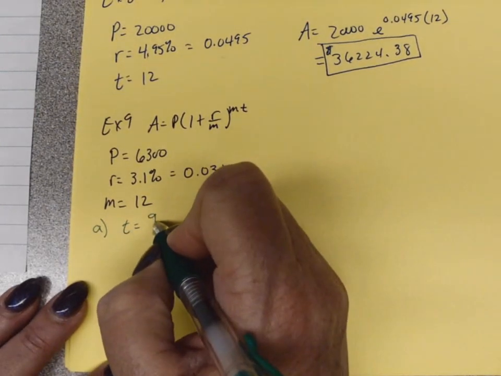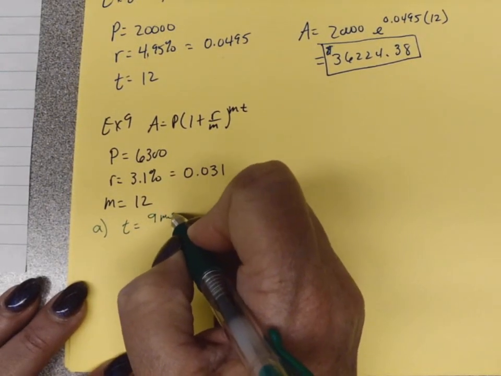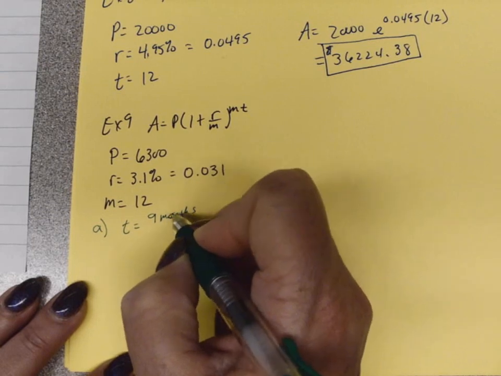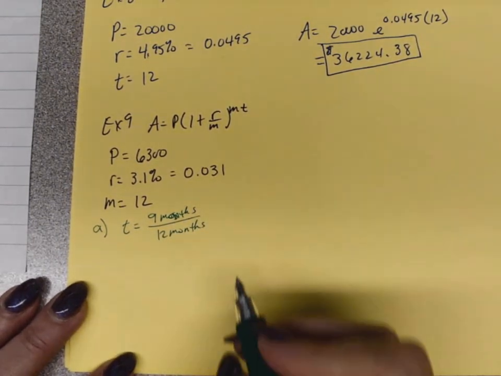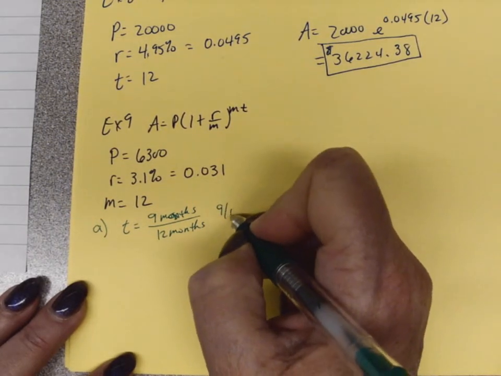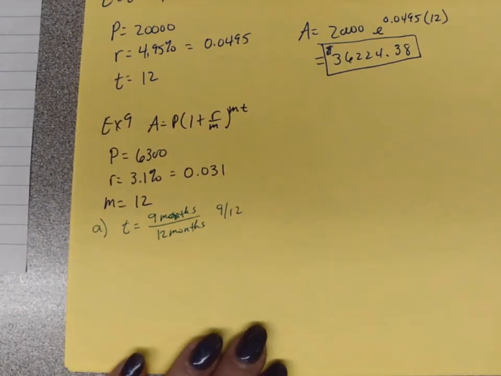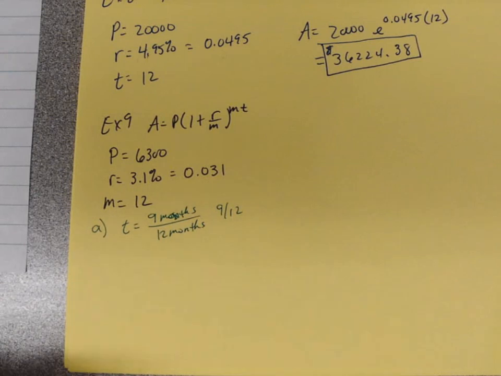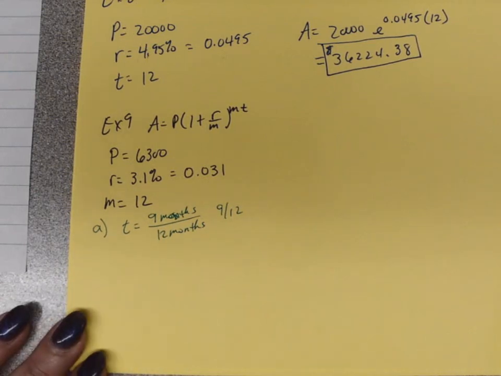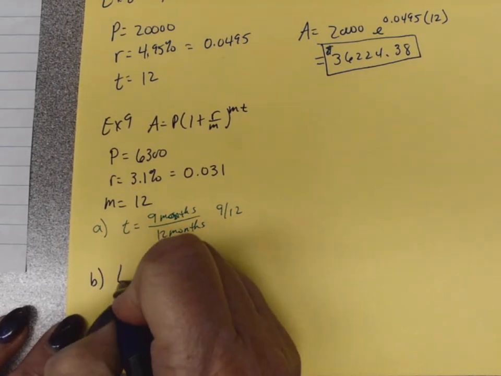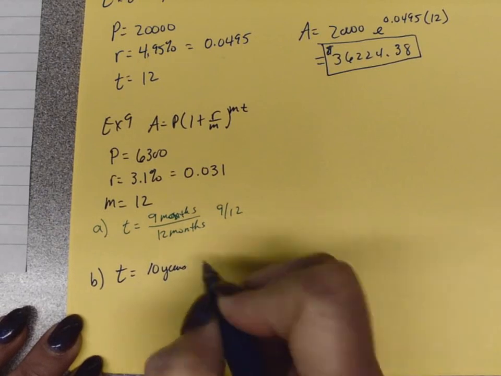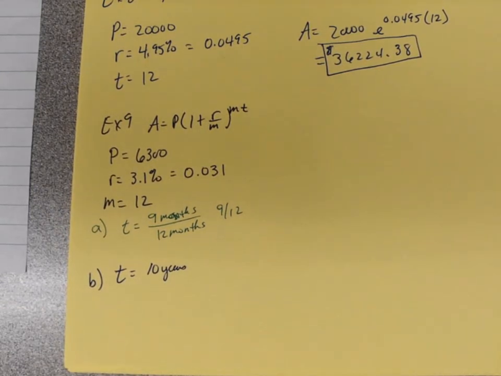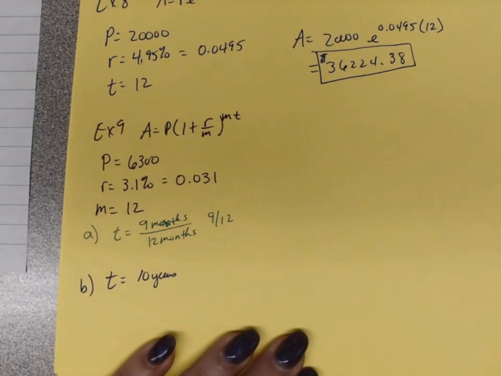So if it's 9 months, I have to put it out of 12 months so that it's in a year form. So we're going to do 9 out of 12. Okay? All right. And then for part B, our T will be 10 years. So it will just be 10. Okay? All right. So let's go do part A.